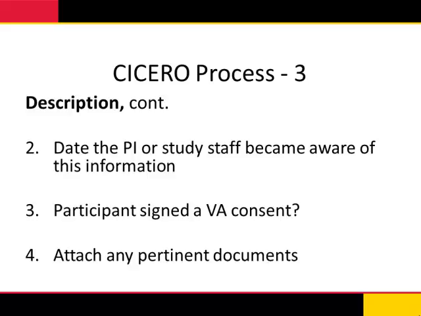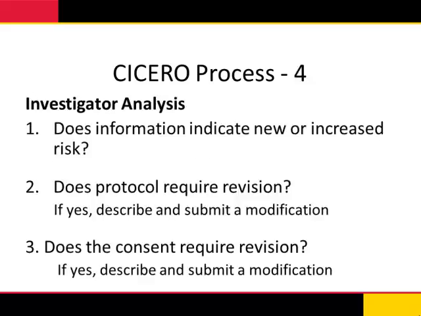And there's an upload function, as you know, in the R&I. Does this information indicate a new or increased risk? People will pick category 1 and then answer this no. If you're answering this no, then it could be you don't need to be reporting this. New or increased risk means it's not in the protocol, the consent form, or any of the IRB-approved current documentation.